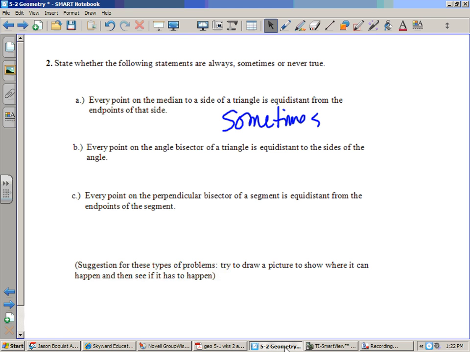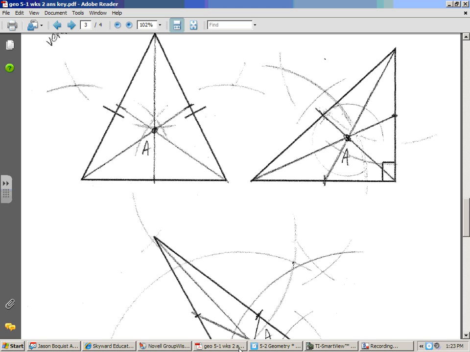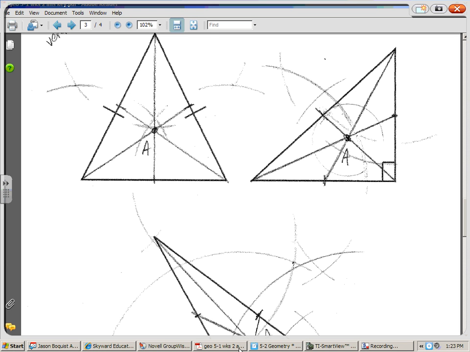All right, so this next one's talking about angle bisector. Every point on the angle bisector of a triangle is equidistant to the sides of the angle. I'll be honest, I would hope you could answer this one without looking at the picture, but we'll go take a look. So angle bisector of a triangle. Let's try the right triangle this time. That is an angle bisector, correct? These are the sides that it's bisected. That's what it's talking about there. Okay, so pick any point on there you want.